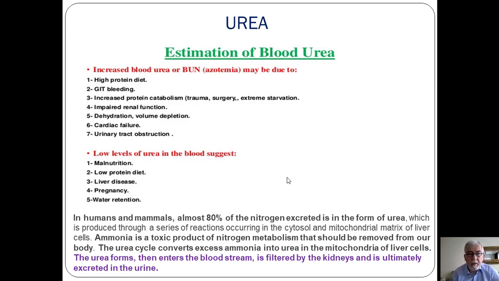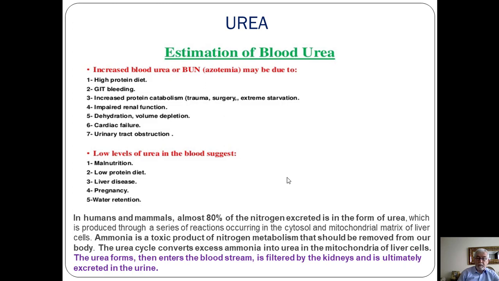Second one is urea. Also, sometimes we say blood urea nitrogen levels. Blood urea is also accepted as the last product of protein or amino acid metabolism, especially in humans and mammals. Almost 70% of the nitrogen is excreted in the form of urea.